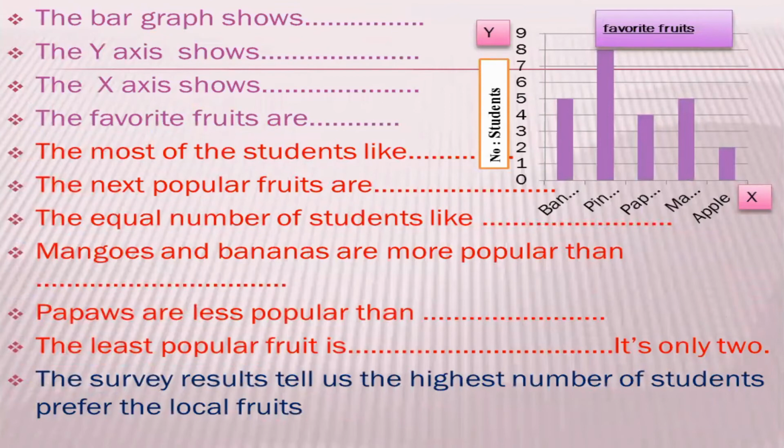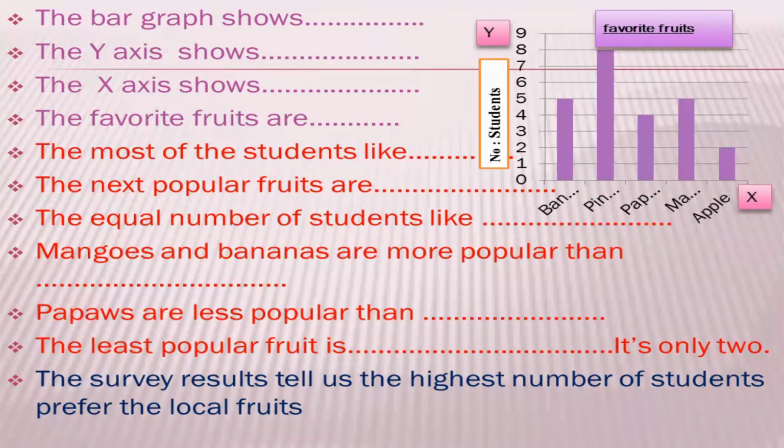Yes, again the same bar graph, you have to fill the blanks. The bar graph shows, can you tell me the answer? Yes, favorite fruits of grade 12 students in your school. The y-axis shows number of students. The x-axis shows the favorite fruits. The favorite fruits are bananas, pineapples, peppers, mangoes, and apples. The most of the students like, yes, pineapples, that is the highest.